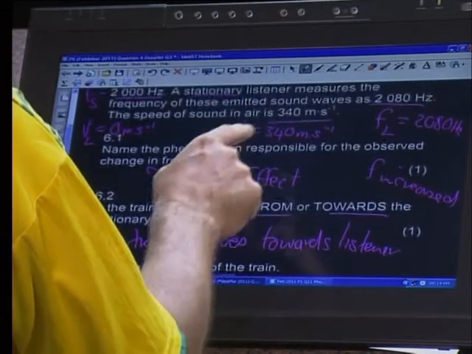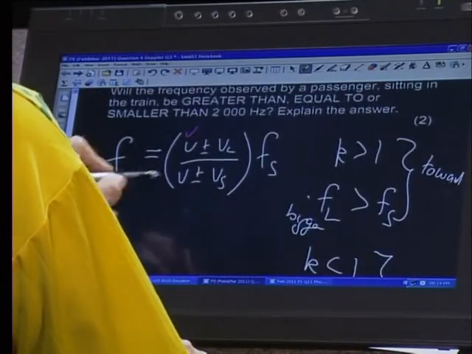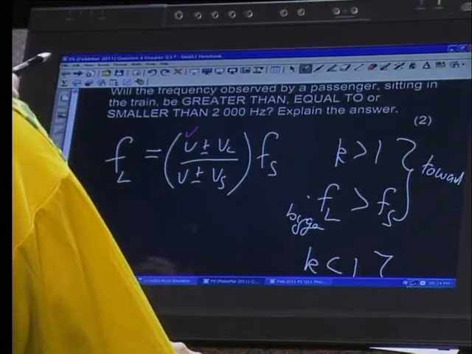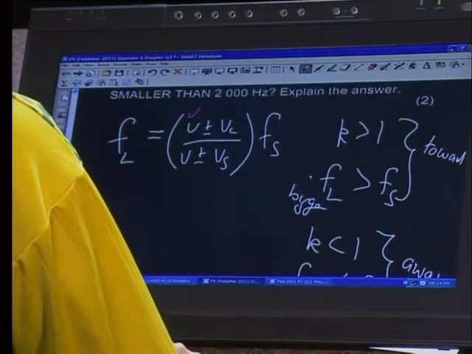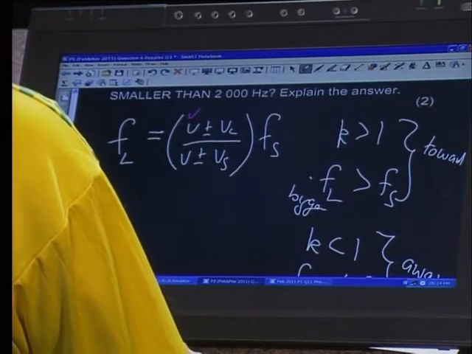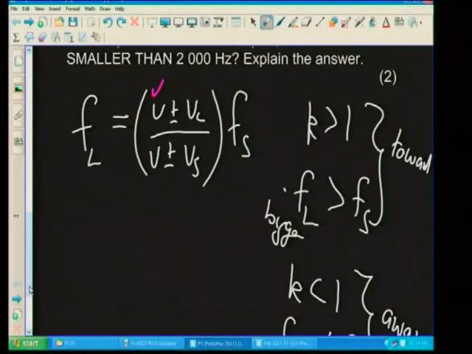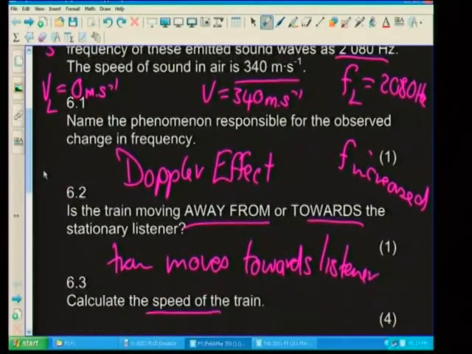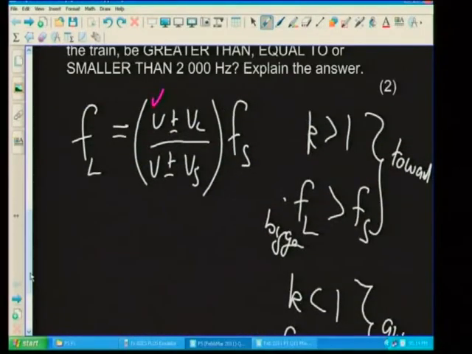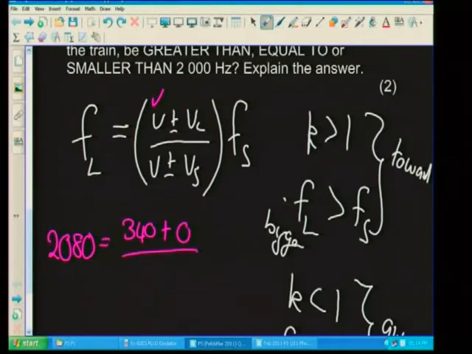We know that the velocity of the listener is 0. But here's the trick. When you do this, you must substitute in all the values. So you must substitute in 0. So what have we got? We've got the frequency of the listener was 2080. So I'm going to substitute in now. I'm going to say 2080 is equal to, the velocity was given as 340 plus or minus, doesn't matter, 0. And now this is 340, and we don't know what the frequency of the source is.